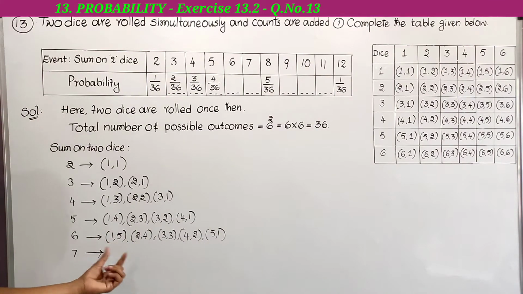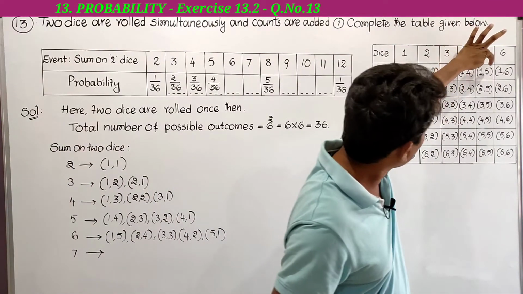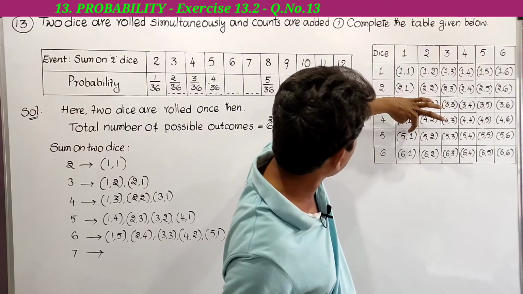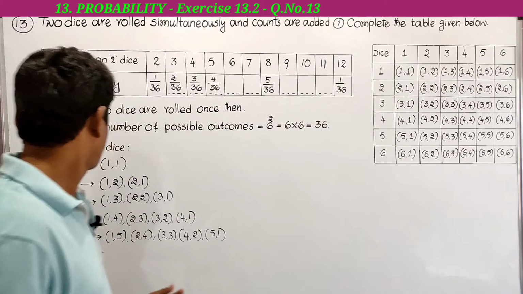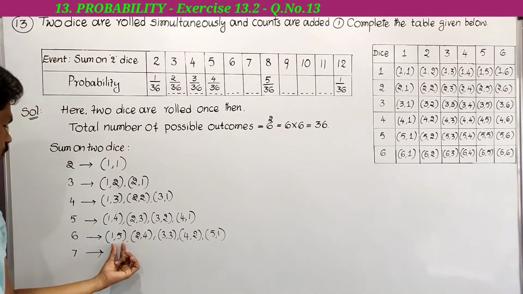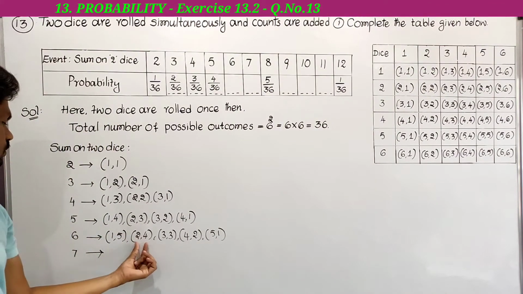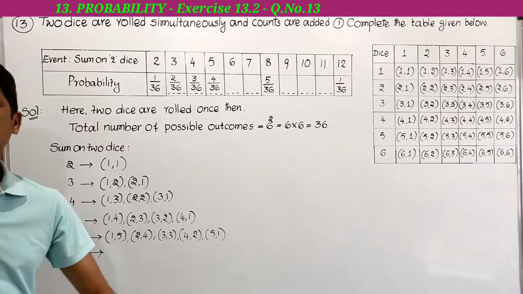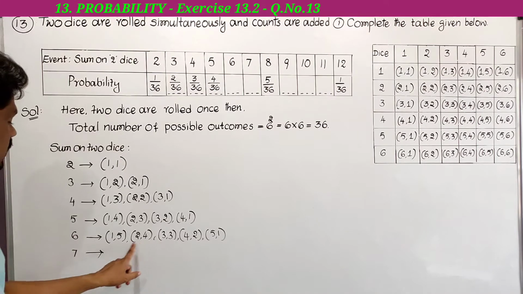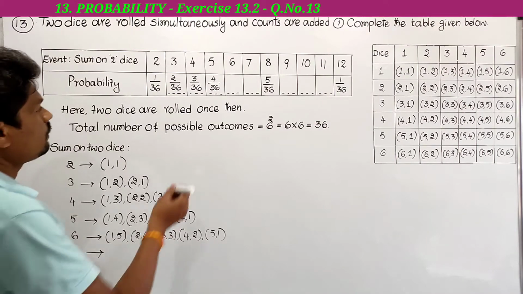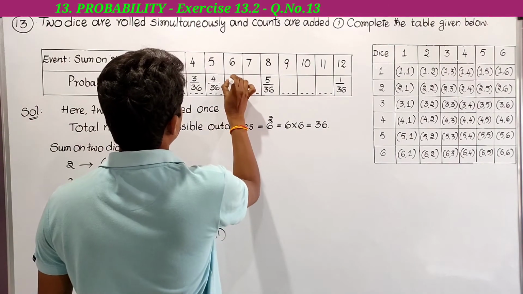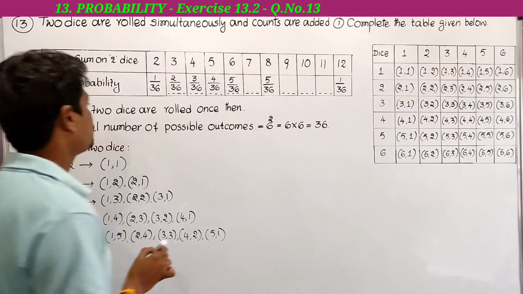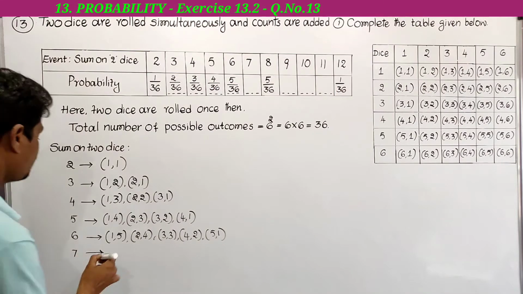Sum on 2 dice is 6. See here, 1, 5, 2, 4, 3, 3, 4, 2, 5, 1. So if you add these two, we can get 6. 1 plus 5 is 6, 2 plus 4 is 6, 3 plus 3 is 6, 4 plus 2 is 6 and 5 plus 1 is also 6. So favorable outcomes are 5 here, but total number of possible outcomes are 36. So 5 by 36.